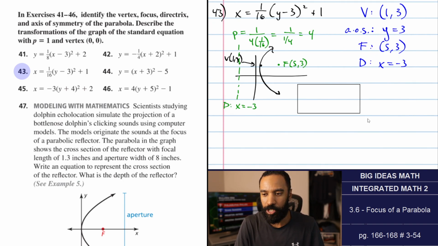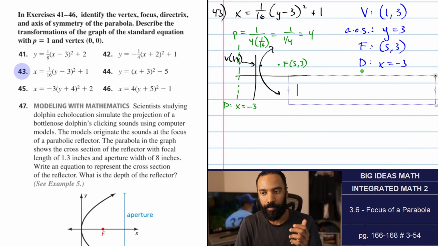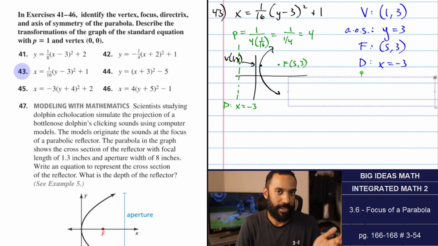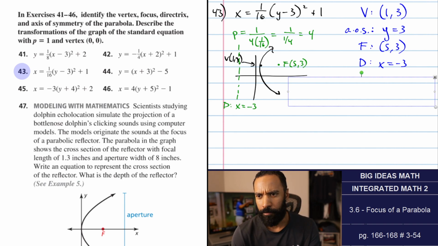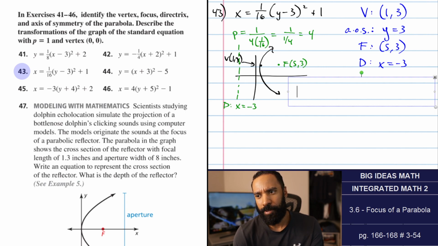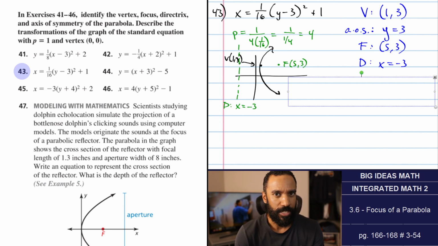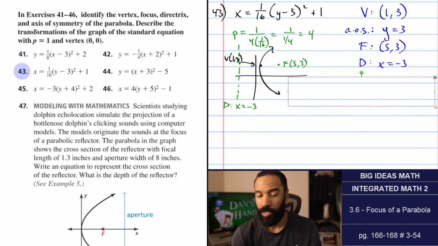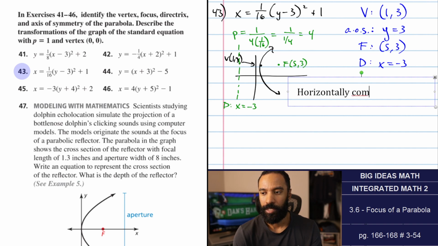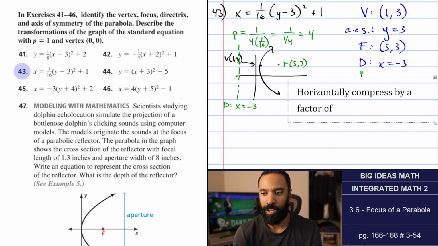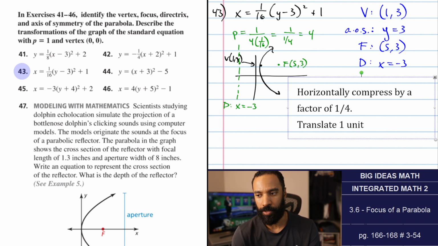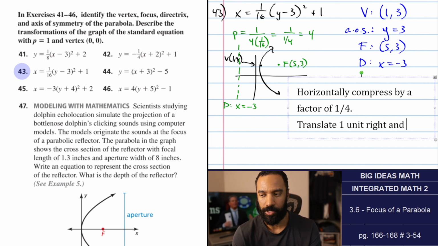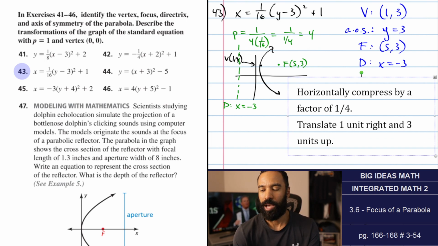As far as transformations go, they already account for the fact that it's an x equals y squared equation. We don't have to say anything on that. We just got to say the 4. So p is 4 instead of 1. So p is 4 times larger. That'll make a 4 times smaller. And it's a horizontal compression. You horizontally compress by a factor of 1/4, and you translate 1 unit right and 3 units up. That's just how the vertex works. So that's fine. 3 units up like that.